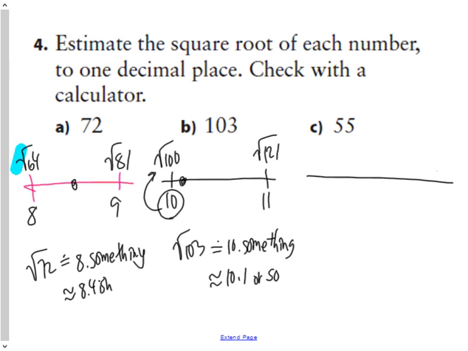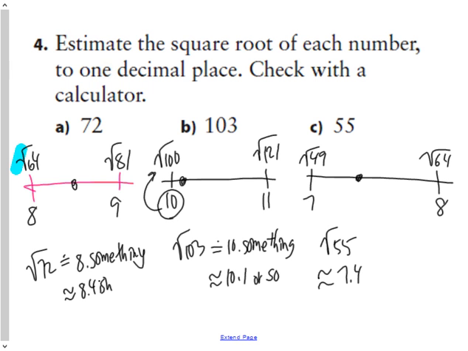And finally, the square root of 55 fits between the square root of 49, which is 7, and the next one, which is the square root of 64, which is 8. It seems to me that the square root of 55 is slightly closer to the square root of 49. So a good guess would be probably 7.4 or 7.3. I'm going to leave those on there.